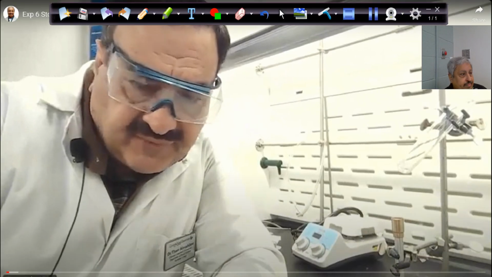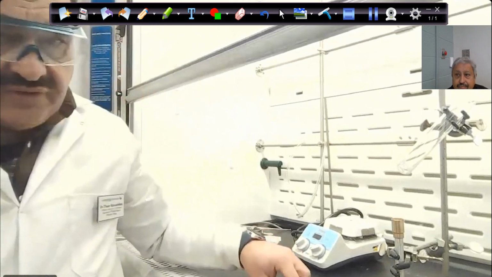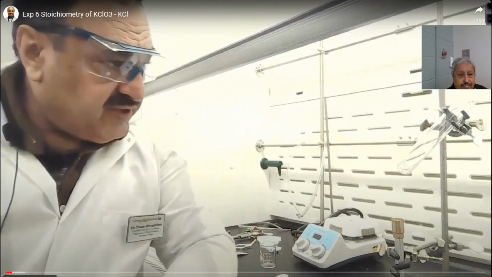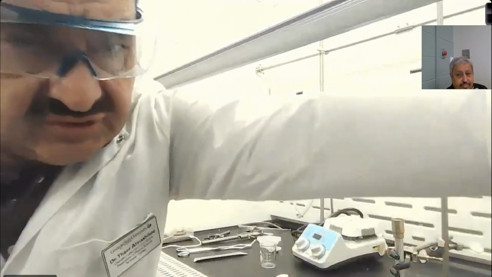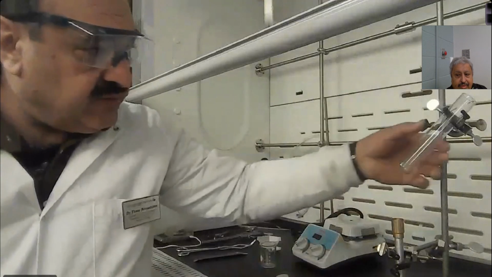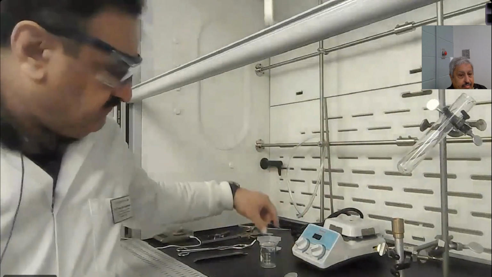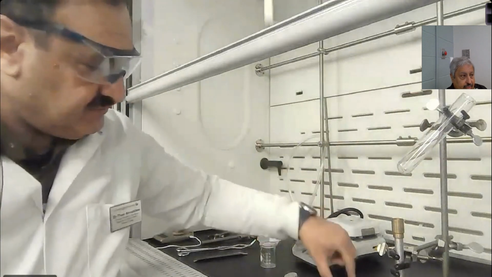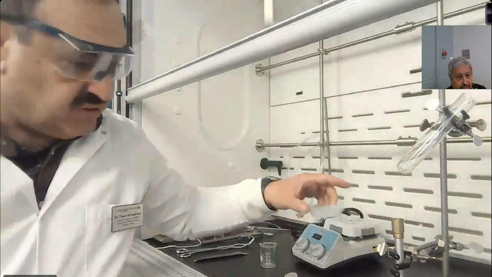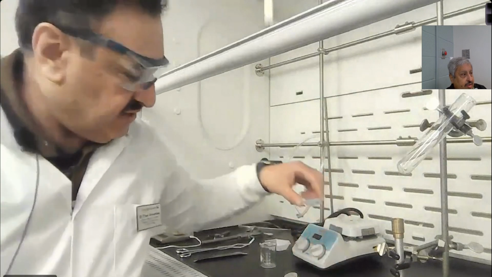We are doing the experiment for stoichiometry. We prepare our test tube and Bunsen burner, and we weigh our mixture of potassium chlorate and potassium chloride together, and we use the catalyst manganese dioxide.